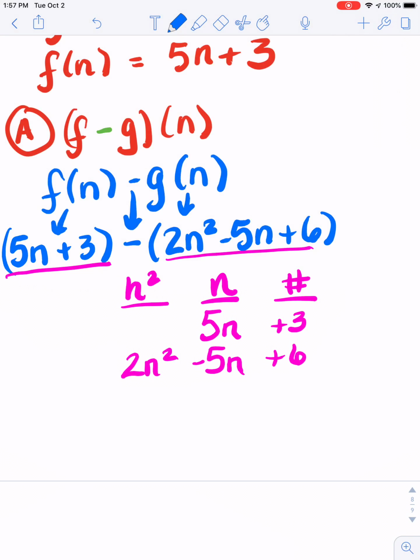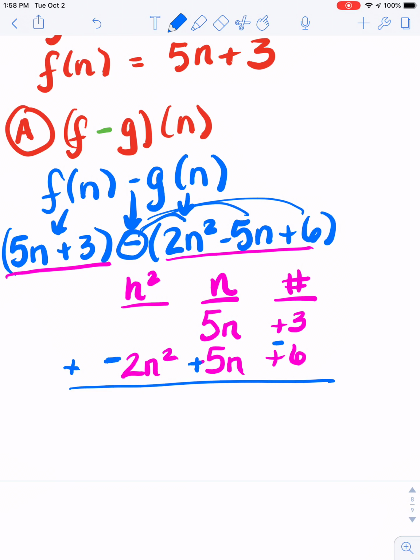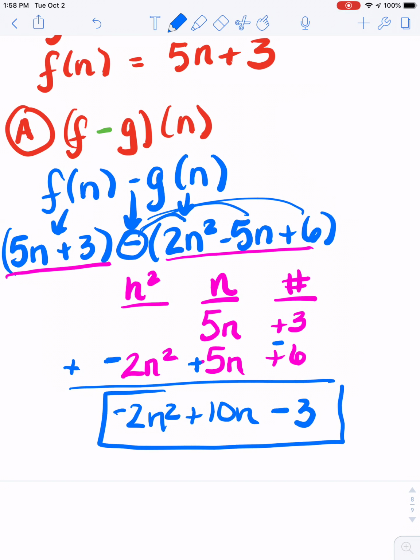Here's the part we need to focus on, though. This negative has to get distributed. So that means that 2n squared is going to become negative. Minus 5n, I'm going to change that to positive. And if I put a negative with this one, it's going to make it negative 6. And then I'm totaling. So negative 2n squared. 5n plus 5n is 10n. Positive 3 and negative 6 is negative 3. So that's going to be your final.